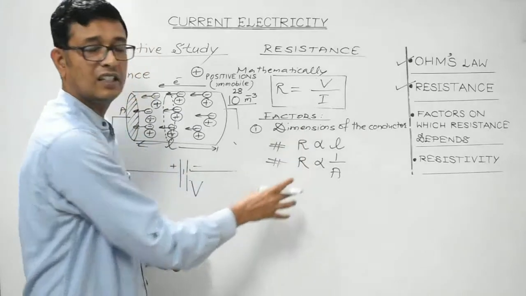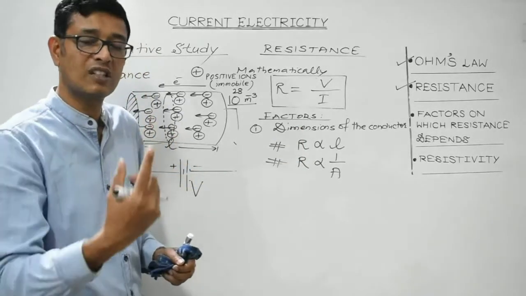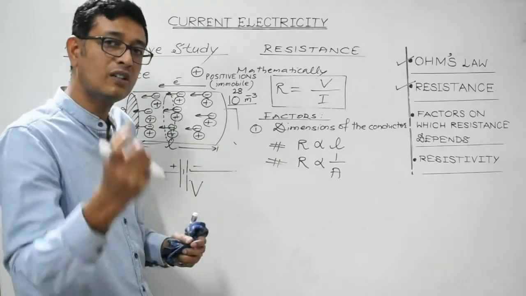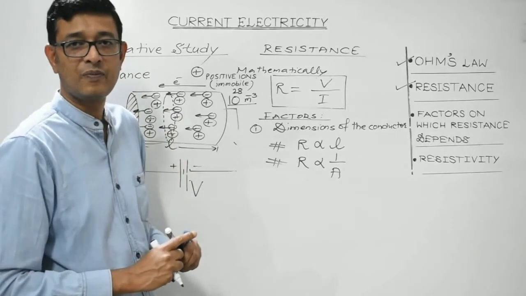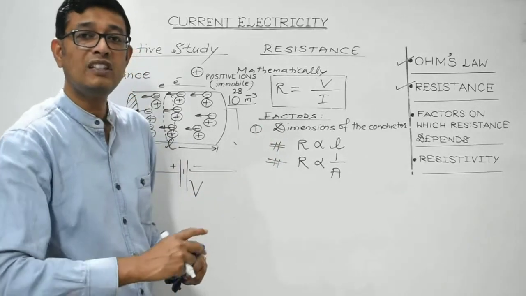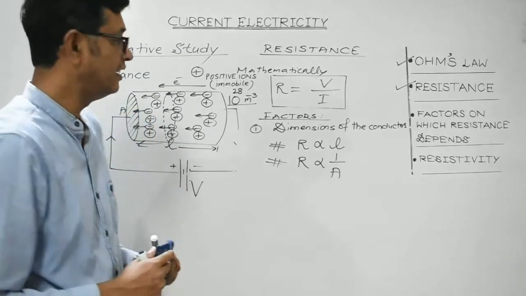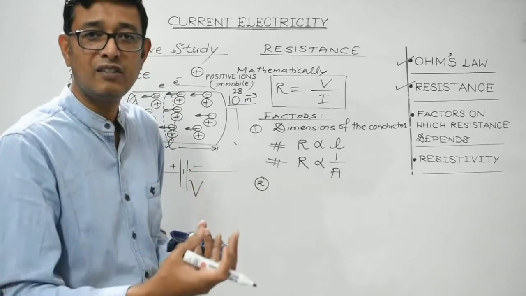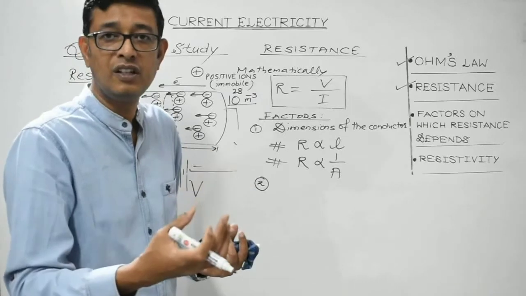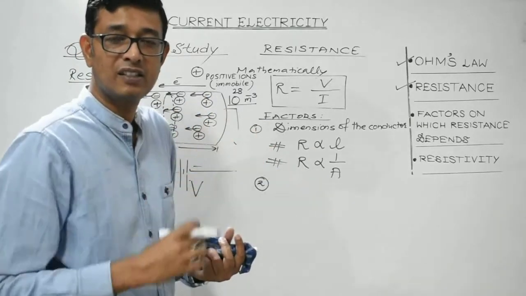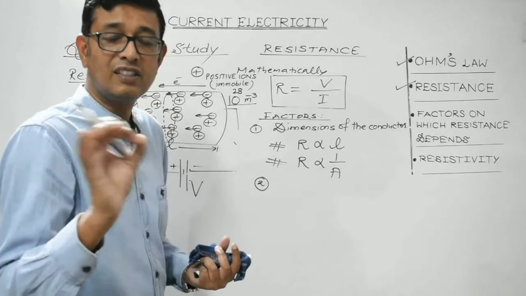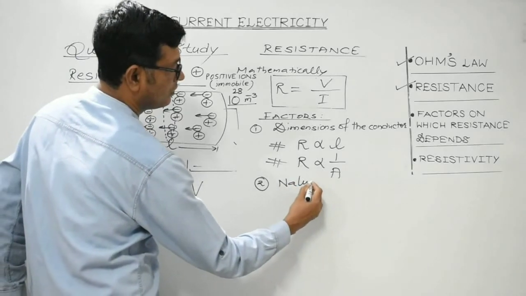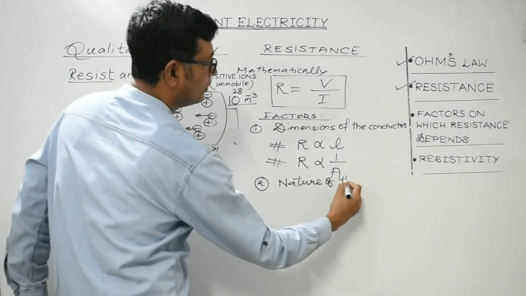So, the resistance of a conductor depends upon its length and its cross-sectional area. It is directly proportional to the length of the conductor and inversely proportional to the cross-sectional area of the conductor. Right? It also depends upon the nature of the material of the conductor. Nature of material means the conductor must be made up of some material, whether it is made up of copper, silver, wood, or plastic. So, resistance does depend upon the nature of the material of the substance.